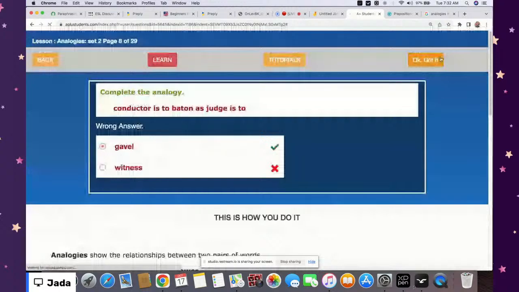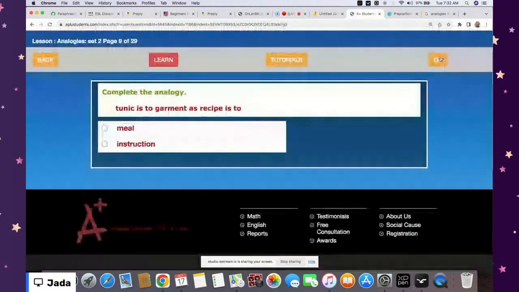So what's the answer? Tunic is to garment, as recipe is to meal or instruction? It's okay, no problem. So recipe is to what, meal or instruction? Instruction, yeah.